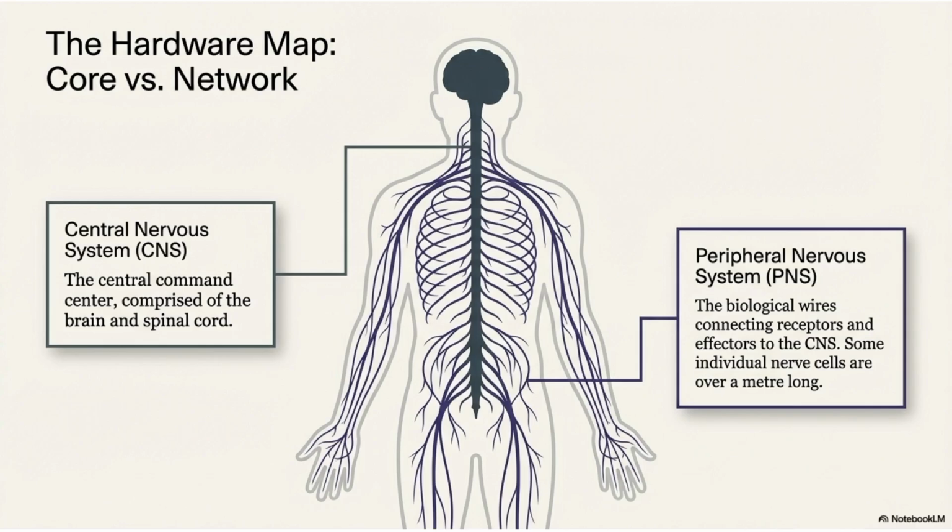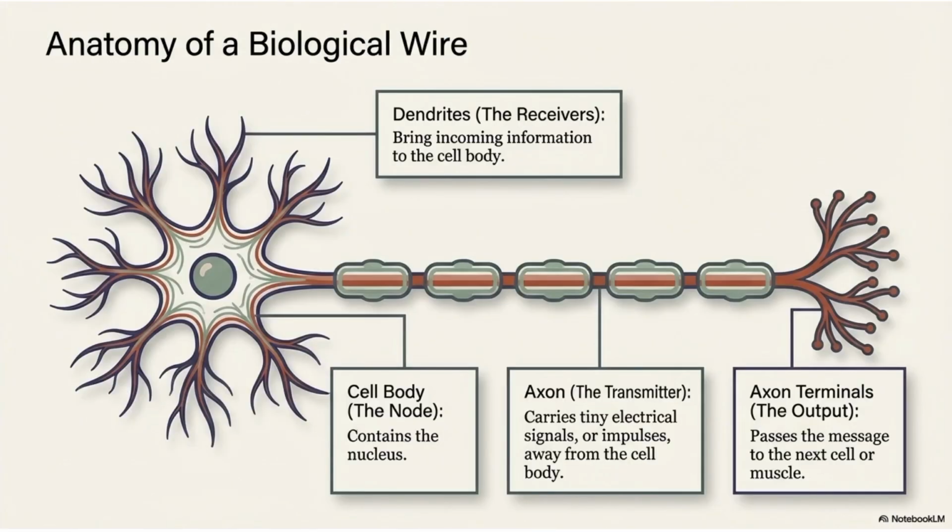We have two systems. One is the central nervous system, the other is the peripheral nervous system. The central nervous system includes the brain and spinal cord, while the peripheral nervous system includes all your nerves from head to toe. So this is the anatomy of a nervous system.